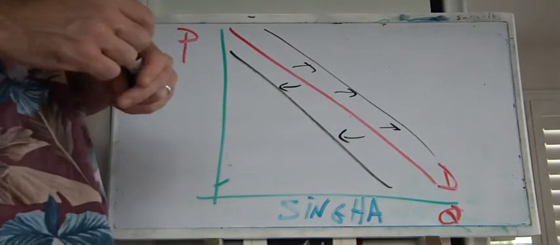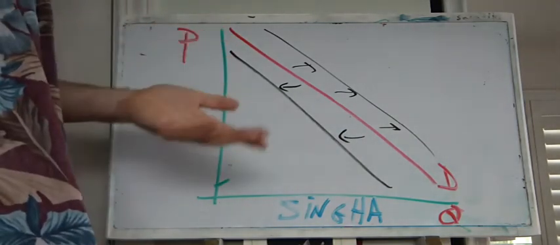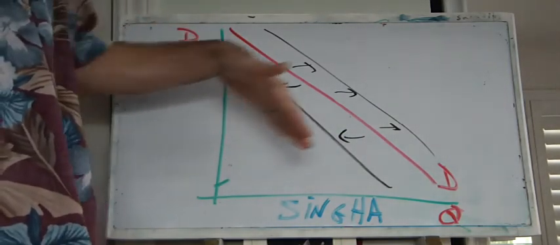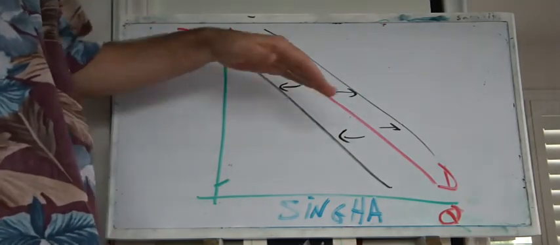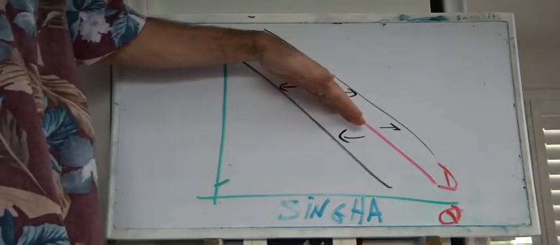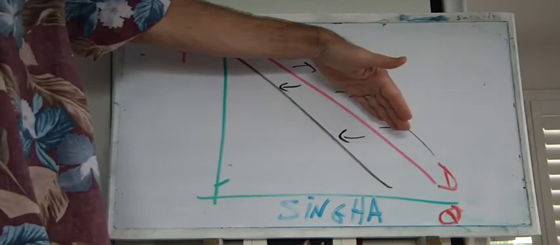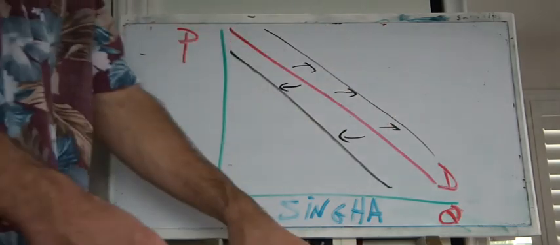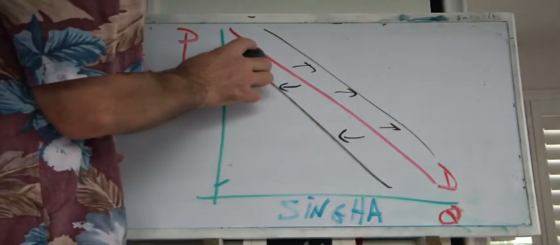So substitute products, typically other brands of things like Singha beer, would cause the demand curve to shift out. When the other things are more expensive, demand goes this way. If they become less expensive, it goes this way. There are a lot of other things we mentioned already.